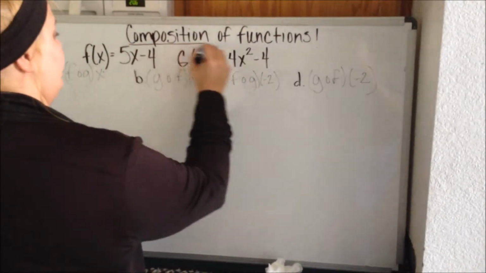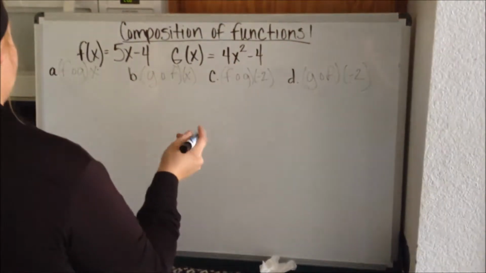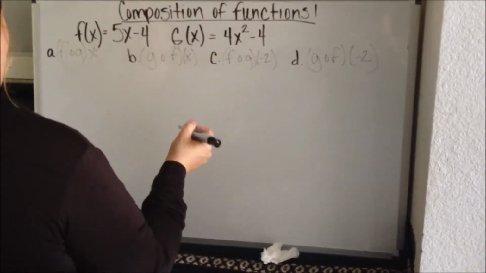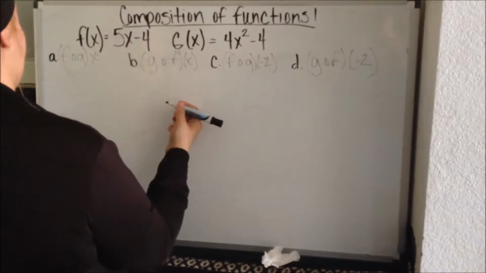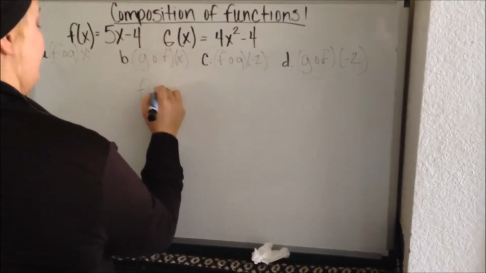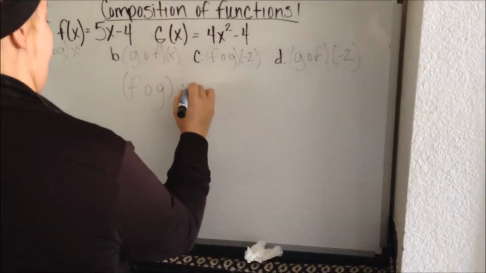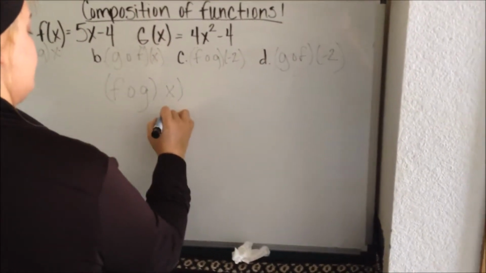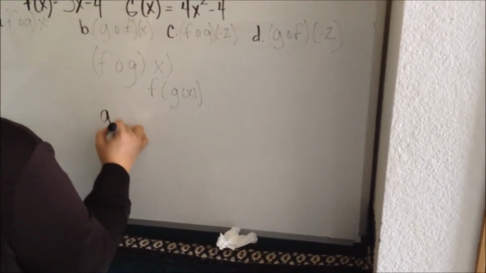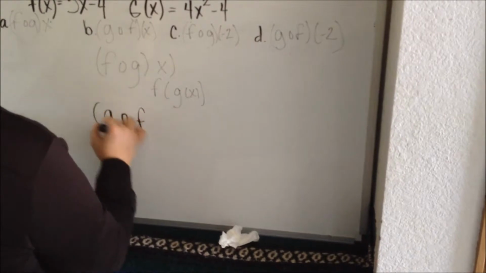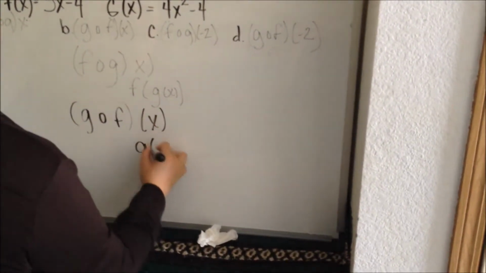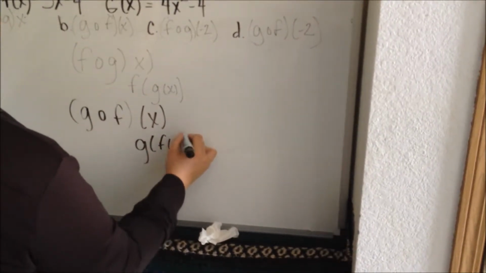So today we're going to be learning composition of functions. Composition of functions simply means the combining of functions in a manner where the output from one function becomes the input of the next function. So this means f of g of x simply means how it sounds, f of g of x. And g of f of x simply means g of f of x.